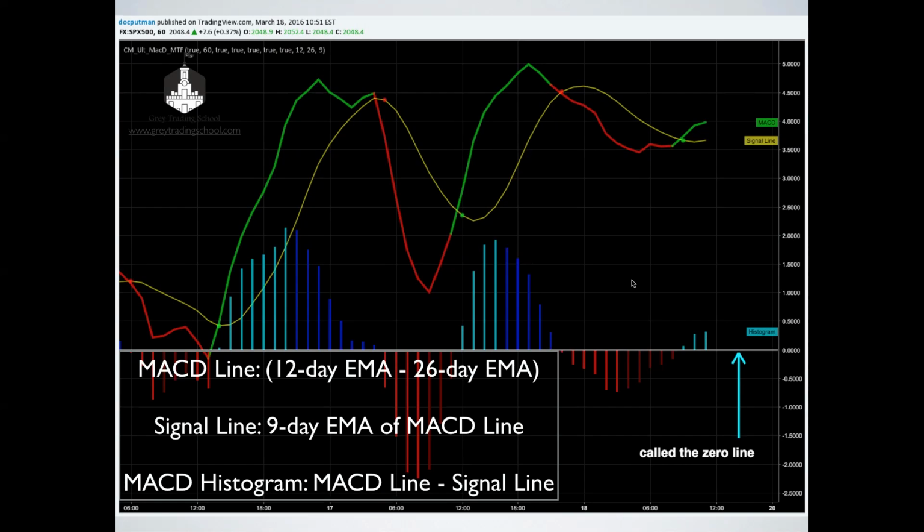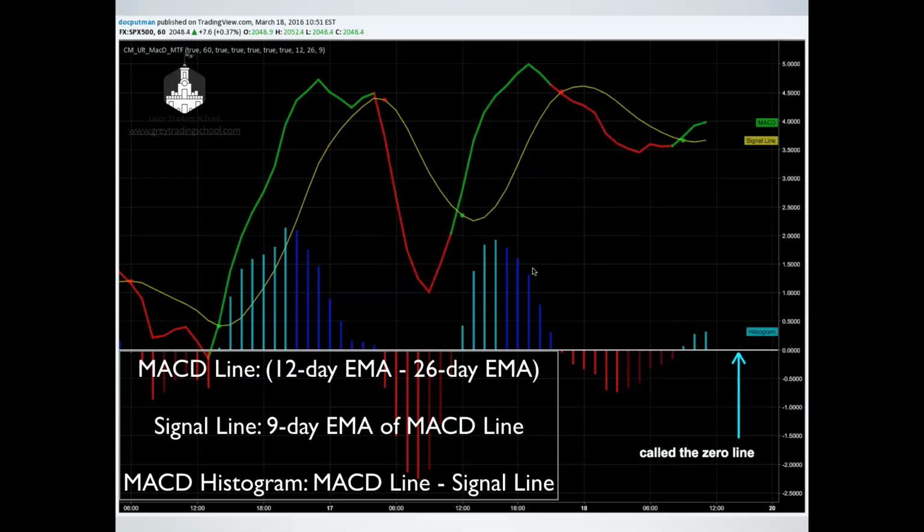The histogram is positive, or over this zero line here, it's positive. Anytime the MACD line is above the signal line, it's going to be up on top of the zero, because the zero line for the histogram just indicates whether it's positive or negative MACD movement. So when it's negative, or the MACD line is below the signal line, as shown here, the histogram will be down below the zero.